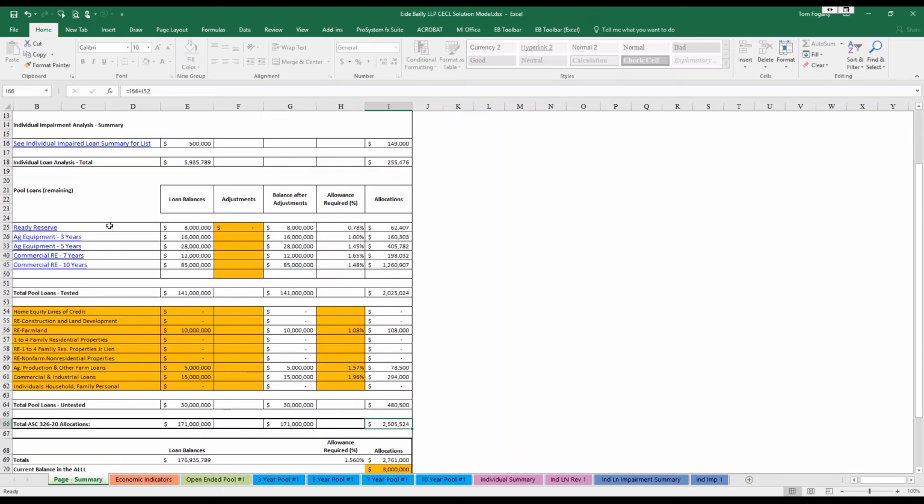Eide Bailly's CECL model is completely customizable to whatever loan pools you have created. Our example here has determined common risk pools of loans to be Ready Reserve, Ag Equipment, 3-year and 5-year terms, and Commercial Real Estate, 7 and 10-year terms. Let's take a look at the 3-year Ag Equipment Pool tab.